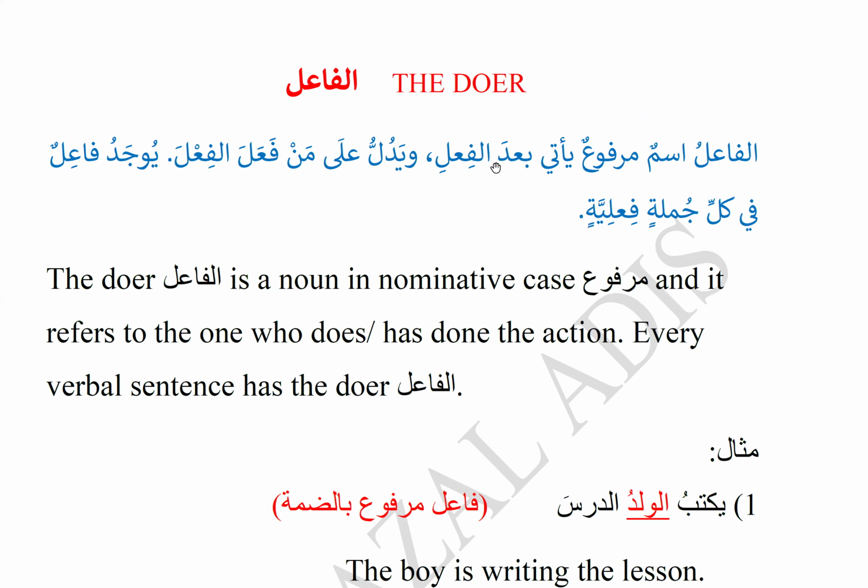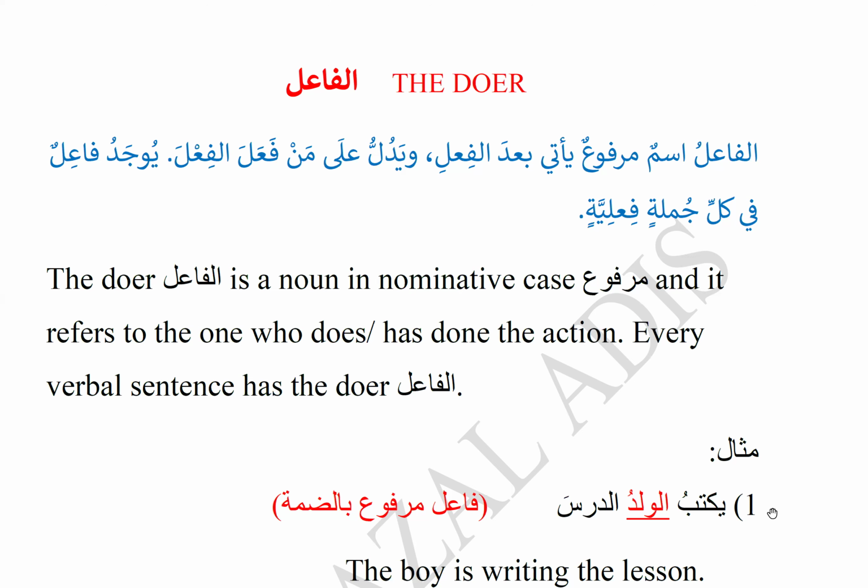يأتي بعد الفعل. Now it comes after the verb. Now that is very important, because if a noun comes before the verb, for example here, if you look at this example, يكتب الولد الدرس, if you were to put the al-walad before يكتب, the meaning stays the same, which is the boy is writing the lesson. However, it is no longer a fa'il, because from the conditions of the fa'il is that it has to come ba'd al-fi'l, after the verb.